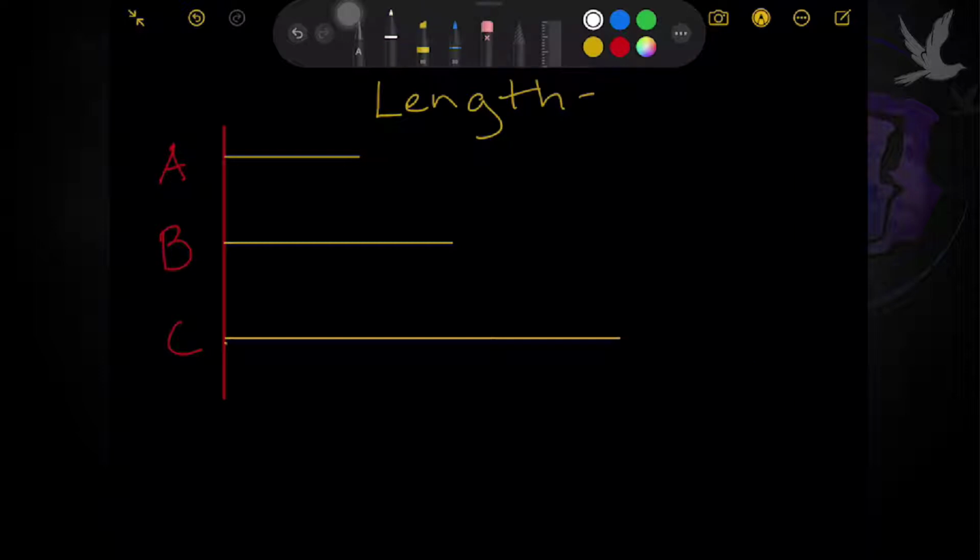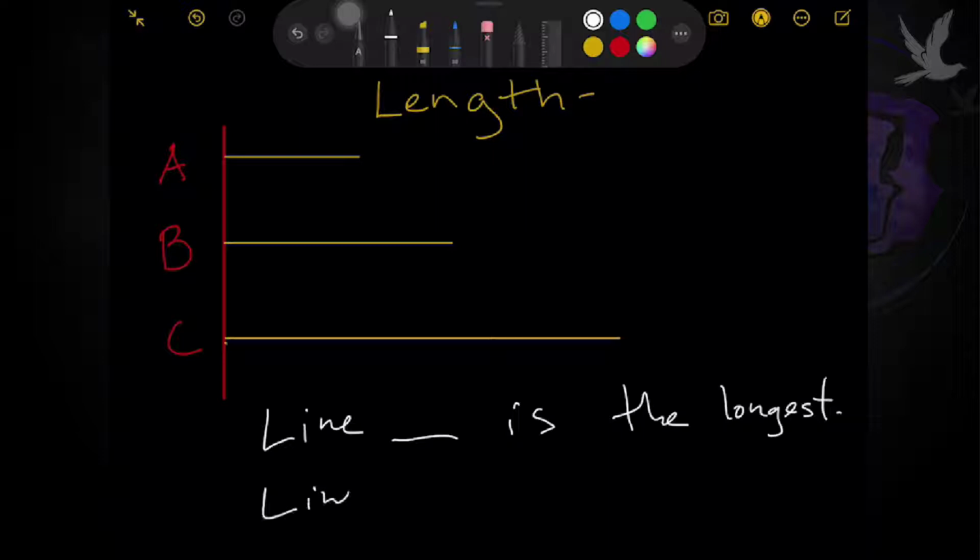Comparing lines. Line blank is the longest. Which line between line A, B, and C, among line A, B, and C rather, is the longest? And which line among A, B, and C is the shortest? So when you say longest, it should be the longest among the three.